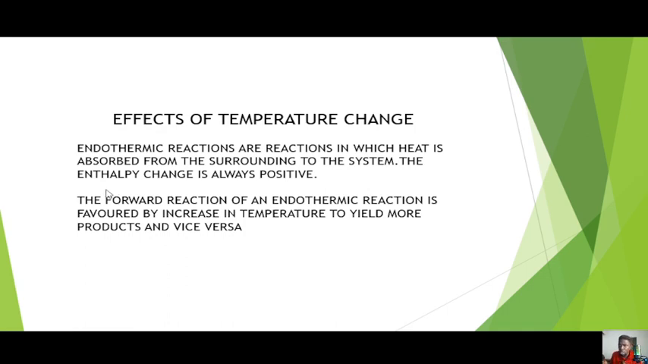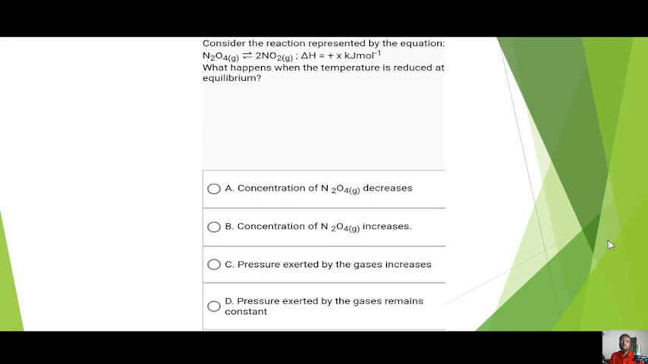If I see minus, it means that I have to decrease temperature for forward. If I see plus, it means I have to increase temperature for forward. But if I have an increase in temperature where I have minus, it means it's going to the opposite side. So basically follow the sign. Now, the forward reaction of an endothermic process is favored by an increase in temperature to yield more products and vice versa. So just know that once it is endothermic, it's positive, which means increase the temperature if you want more products. Okay, having said that, we'll try this question.